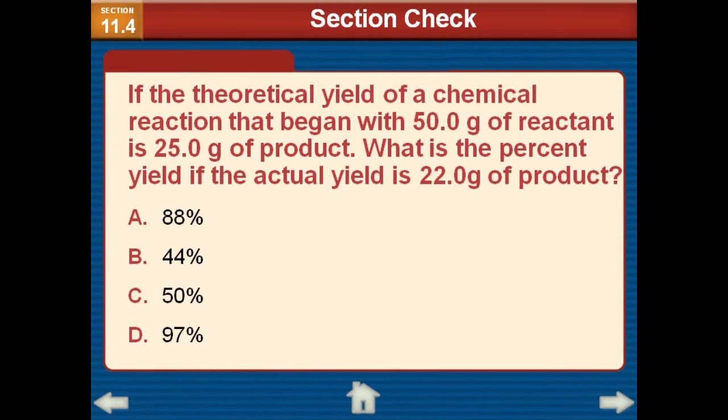If the theoretical yield of a chemical reaction that began with 50 grams of reactant is 25 grams of product, what is the percent yield if the actual yield is 22.0 grams of product? Is it A, 88%, B, 44%, C, 50%, or D, 97%? A, 88% is the answer.